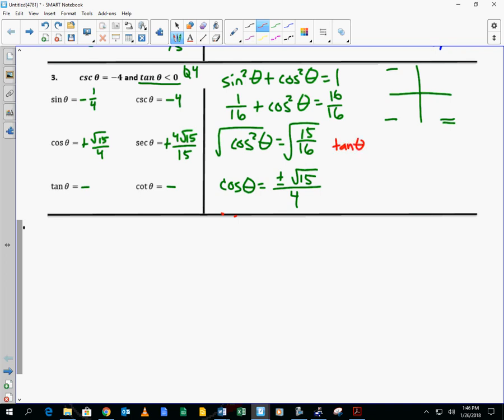So you said tangent is sine divided by cosine. Sine is negative 1 over 4. We divide that by root of 15 over 4. So multiply by 4 over the root of 15. And we get negative 1 over the root of 15, right?